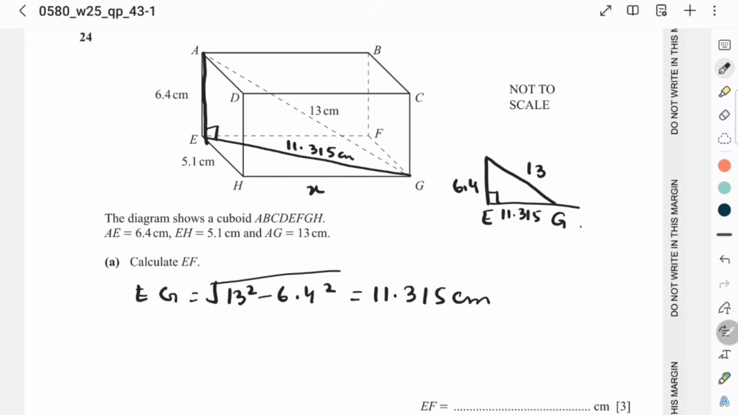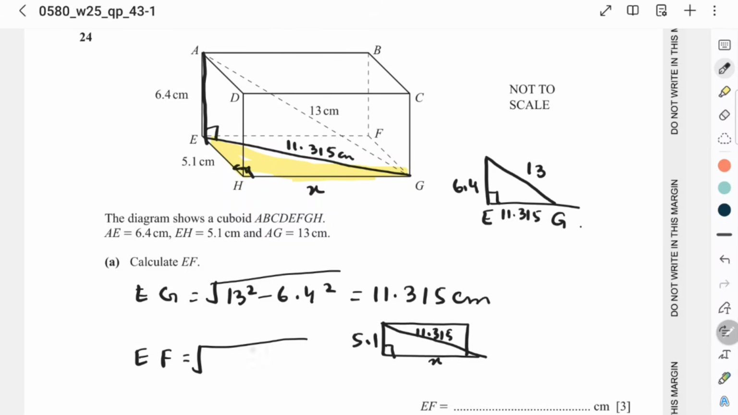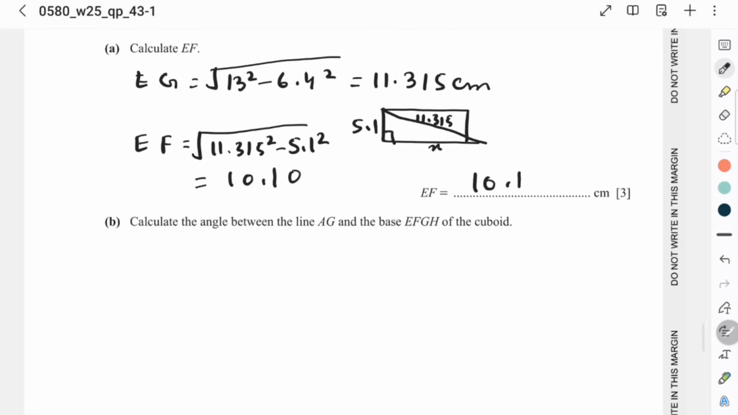We are taking another triangle to get the value. You just take only this much, and you know that it is 90 degrees because it's a rectangle. So this is 11.315, and x and 5.1. x is the value of HG or EF, which means the same. So EF is equal to the square root of 11.315 squared minus 5.1 squared, using the Pythagoras theorem, which is 10.10.